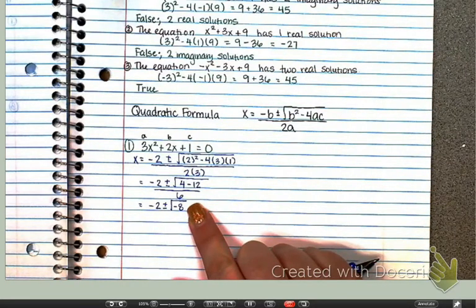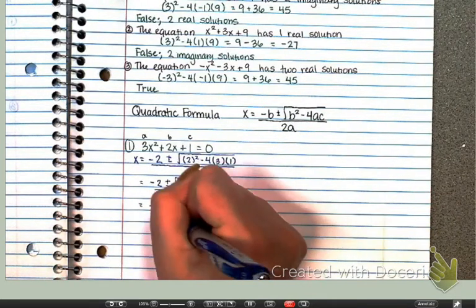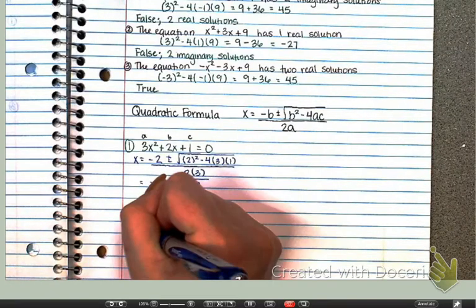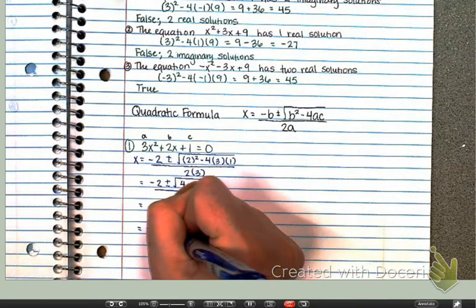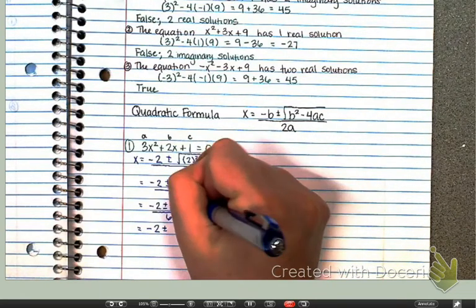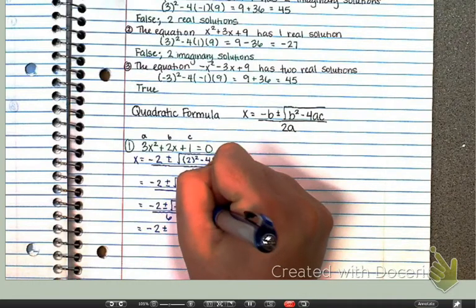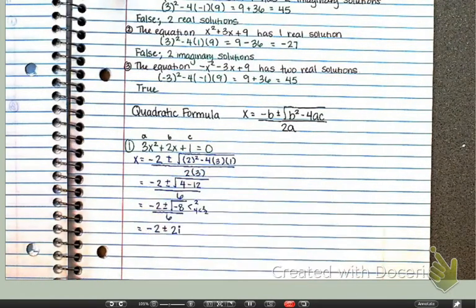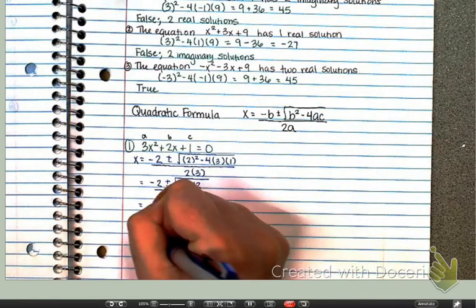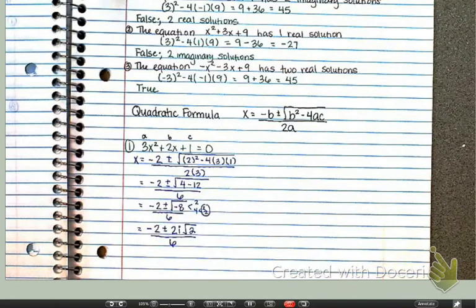How many answers or solutions are you going to have? 2 imaginary solutions, which means there's an i in your answer. So negative 2 plus or minus, what does 8 break down to? 2 square root of 2. We're pulling out the i as well, because there's a negative. All over 6. So nothing changed with how we solved that other than we pulled out the i.